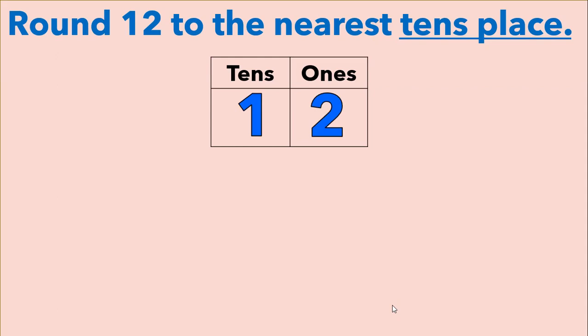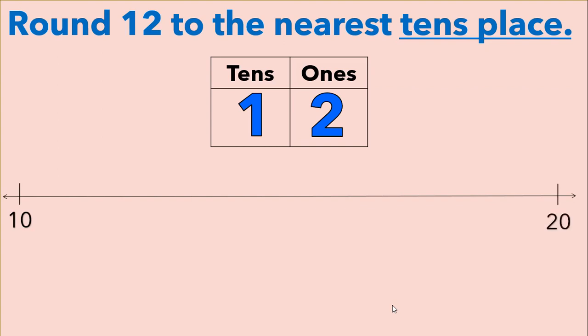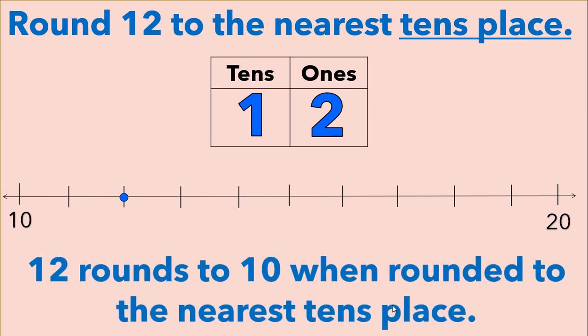Here we can see that we have 1 ten. So when we create our number line, we're going to start with 1 ten or 10 ones. One more ten than 1 ten is 2 tens or 20 ones. We're going to divide our number line into 10 equal parts, and we're going to plot 12 onto our number line. There's 10 parts in between 10 and 20, so each part represents 1, so we're going to put 12 on the second line. We can see here that 12 is closer to 10, so 12 rounds to 10 when rounded to the nearest tens place.